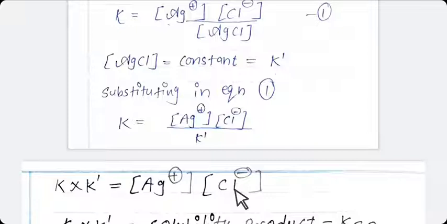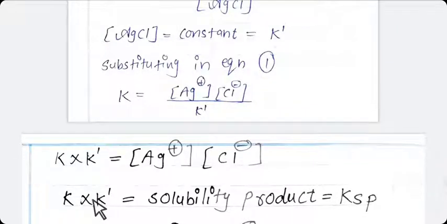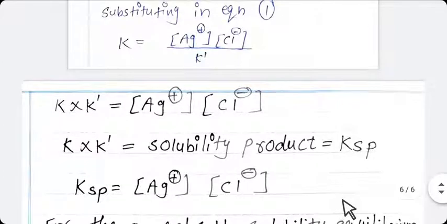The product of K into K dash is another constant, and it is called the solubility product. That is the product of the concentrations of the ions in a saturated solution, and it is denoted by Ksp. So in place of K into K dash we use Ksp, and the formula is Ksp equal to concentration of Ag plus times concentration of Cl minus.